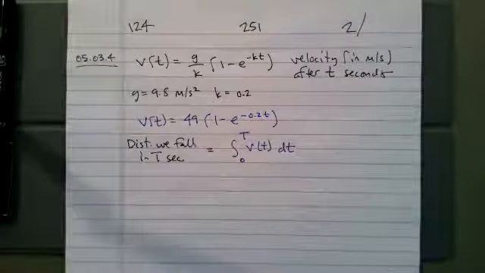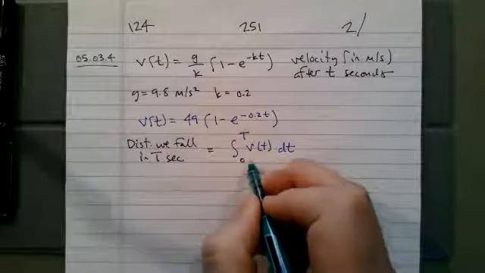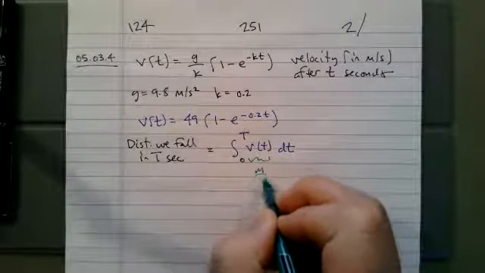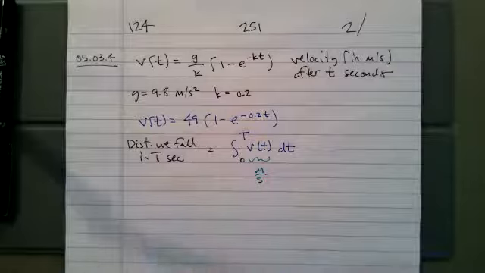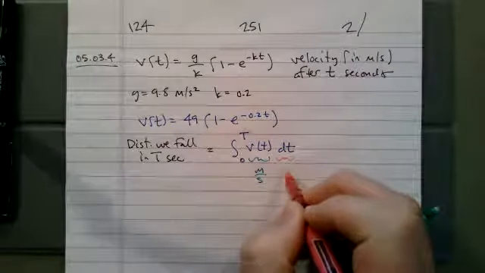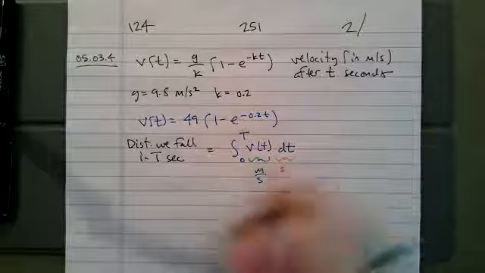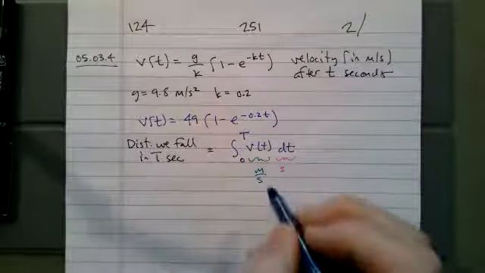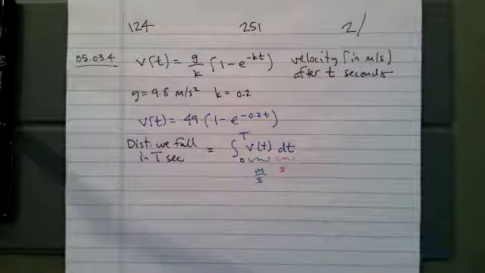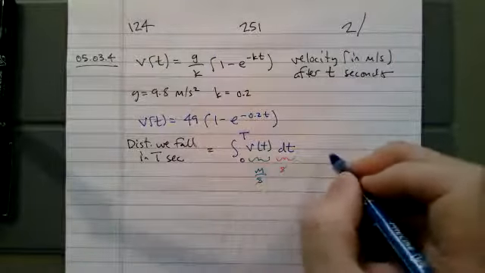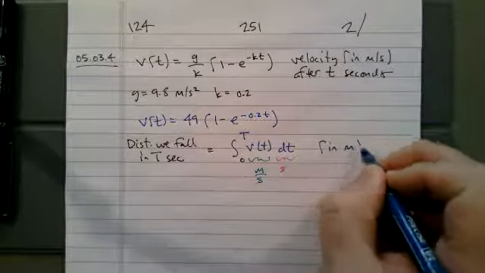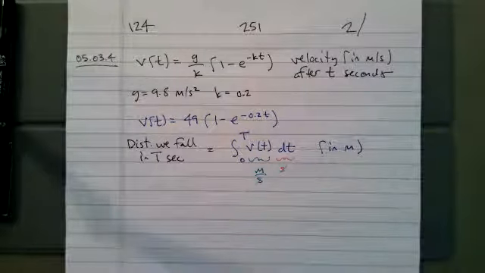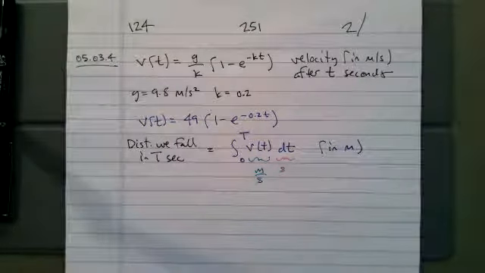The units here will work out because v of t is measured in meters per second, and dt, which is just a little section of time, is measured in seconds. And so the seconds cancel. This will be our distance in meters that we've fallen after capital T seconds.